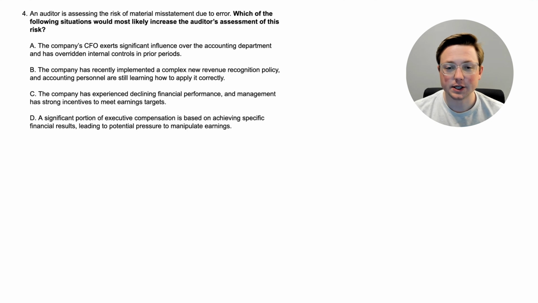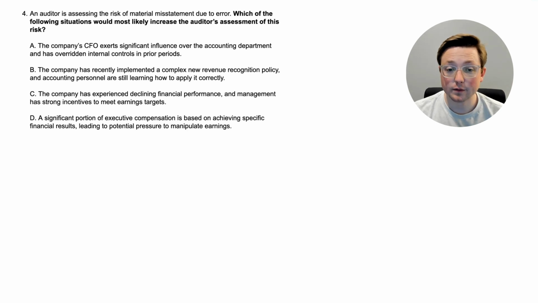All right, here we are at question 4. Which of the following situations would most likely increase the auditor's assessment of this risk? Let's go up to the top. An auditor is assessing the risk of material misstatement due to error. So again, which of the following situations would most likely increase the auditor's assessment of this risk? Now let's read through the options.